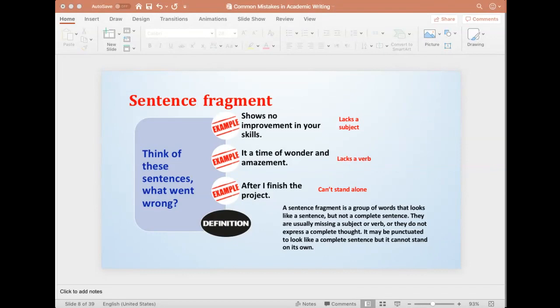Shows. Okay, so how can we edit it? Your performance shows no improvement in your skills. Exactly, your performance. So here we added a subject. Your essay shows no improvement in your skills. Yep. So a fragment here is because it missed a subject. It doesn't seem a correct sentence. Yes, this shows no improvement in your skills. This could be another one.